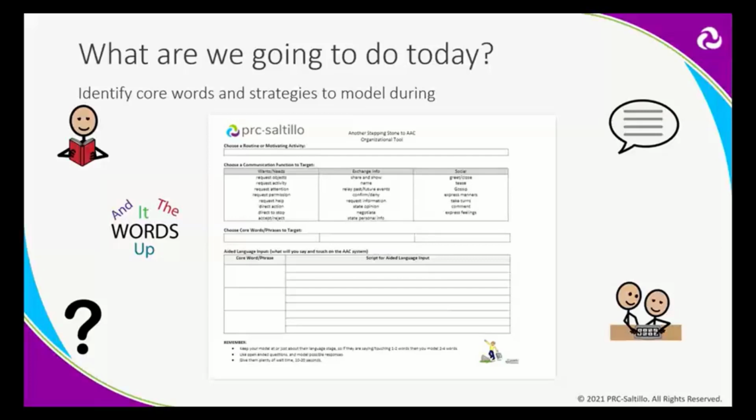So this is great. You can use this as a planning tool for yourself for future sessions with your client. You can hand it to families. Those of you that are teachers and parents, we encourage you to use this as well.